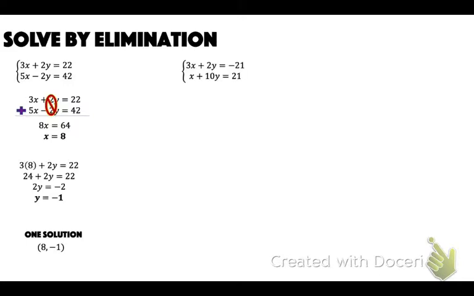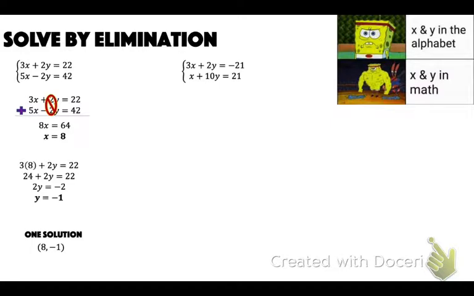Let's do this one. So 3x plus 2y equals negative 21. X plus 10y equals 21. Now we need to decide which variable to eliminate here. I decided to eliminate the x's. You can eliminate the x or the y. It does not matter. But to eliminate the x's, they need to be opposite signs. So that's why I'm multiplying this equation here by negative 3, because then that's going to give me a negative 3x right there.